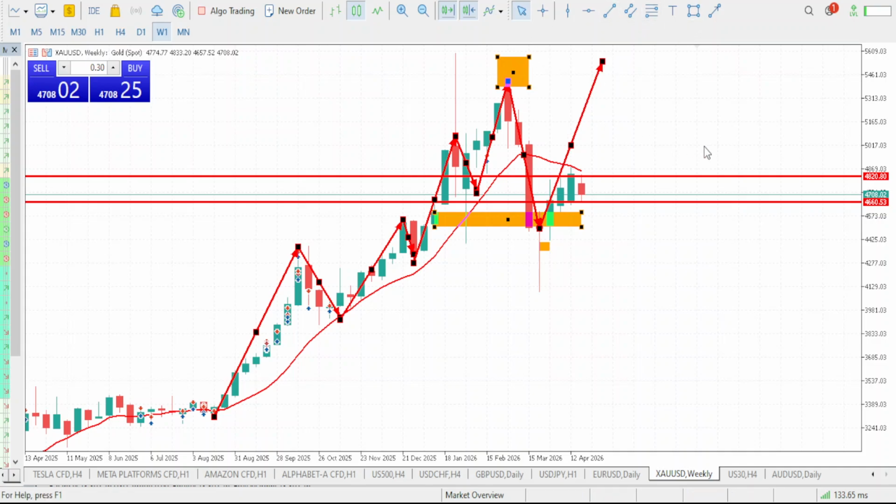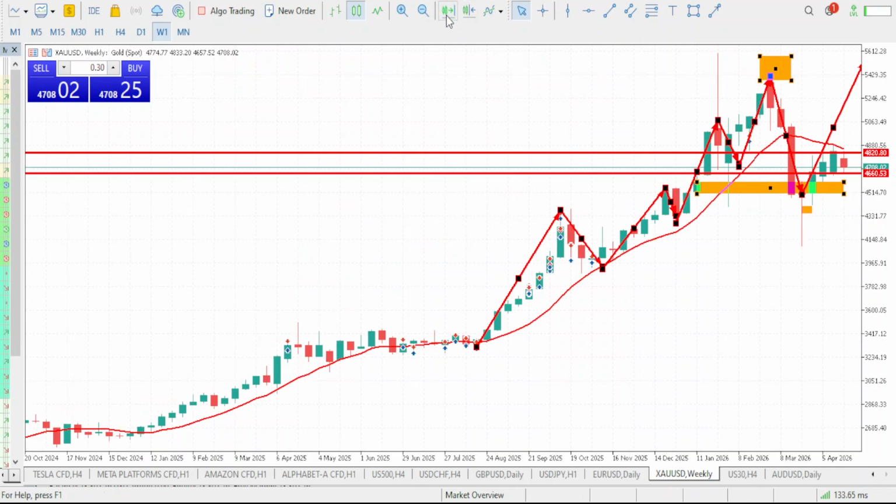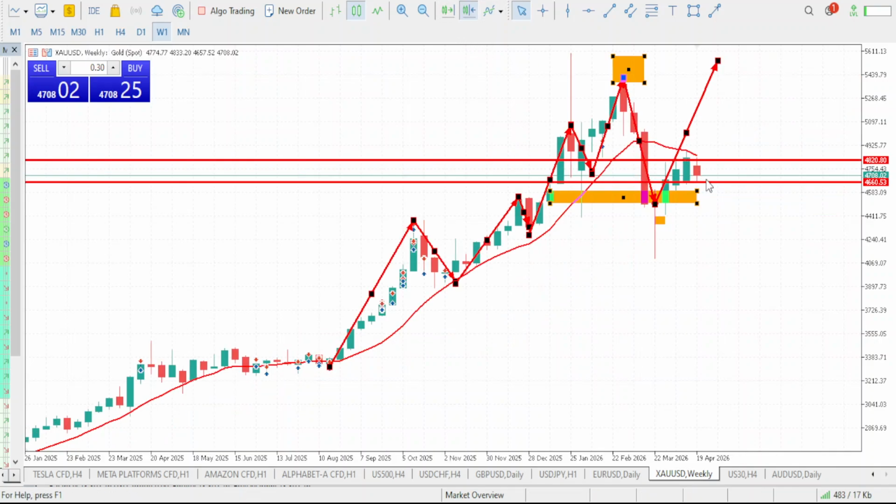Now, this is for position traders. Traders that would like to hold their position for the next 6 to 12 months. If you would want to hold your position for the next 6 to 12 months, go for the buy position, because in the long run, guys, gold will push up.